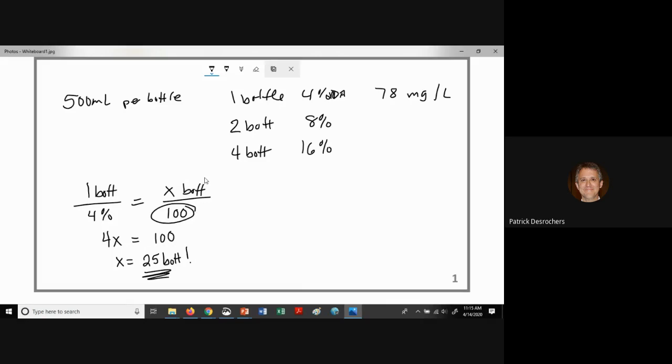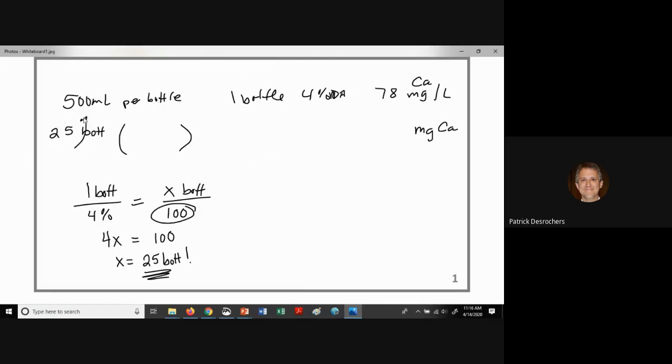Okay. I'm going to clean some stuff up here. Let me clean off some of this ink. I'm going to erase all the ink. Let's erase this junk. Okay. So what do we got? What I want is milligrams of calcium, right? And this is calcium up here. So 25 bottles. How many liters is that going to be? 25 bottles.